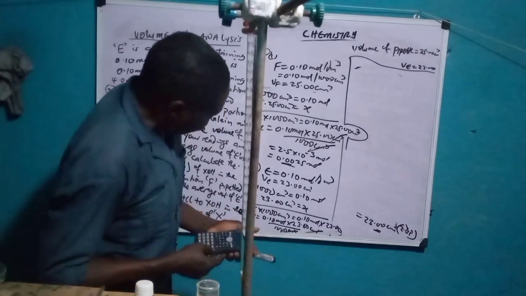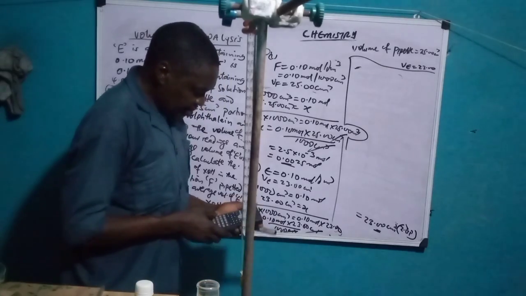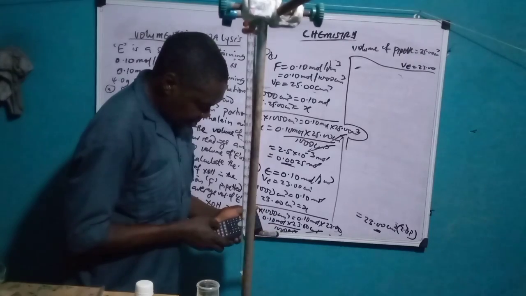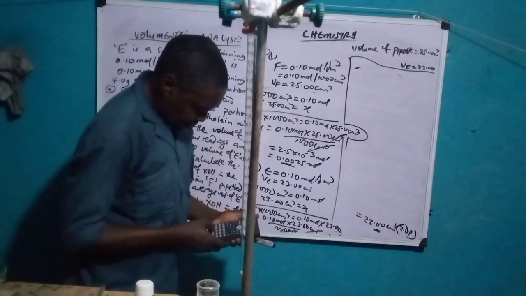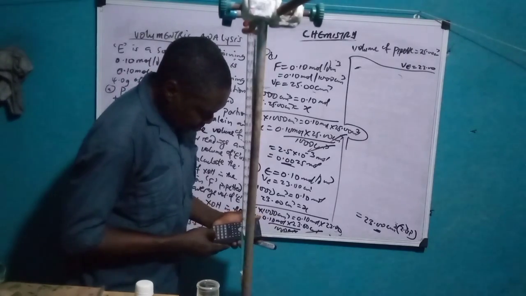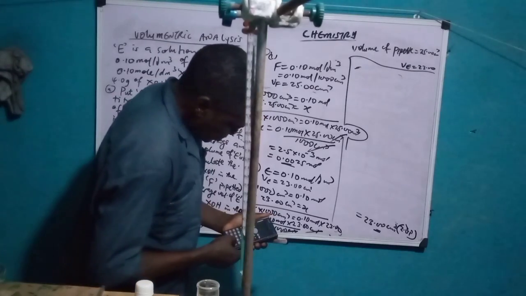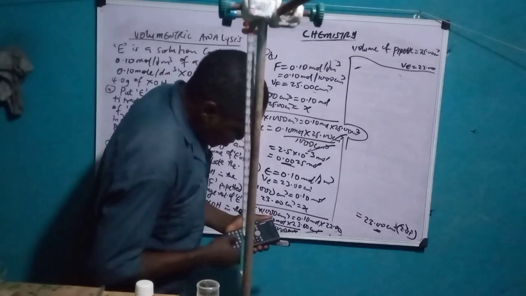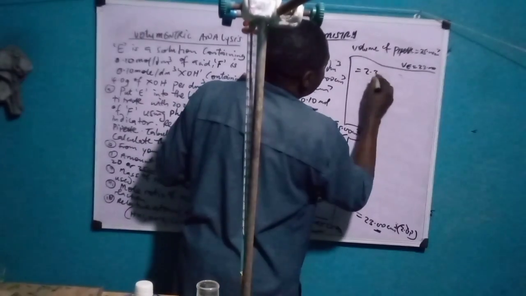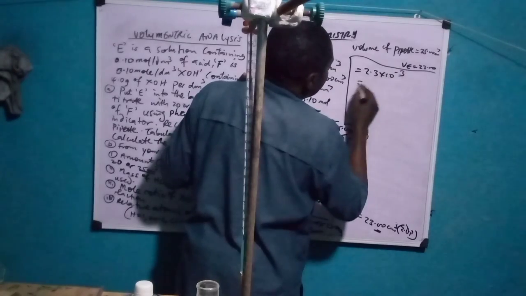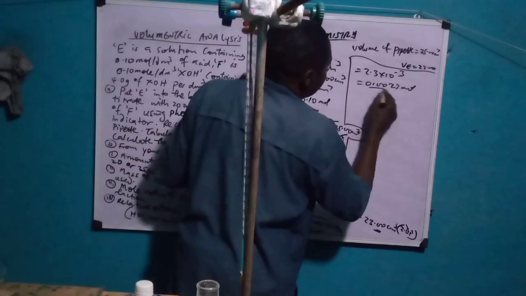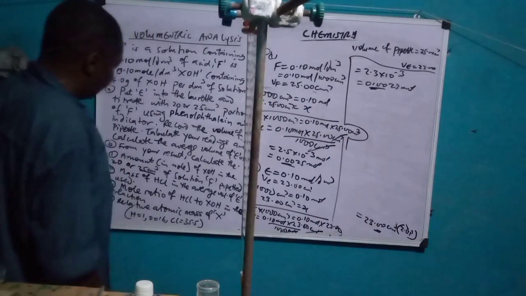Let's do it again. 0.10 times 23 gives you... divide by 1000, 2.3 times 10 to the power minus 3, which is 0.0023 mole. You can see it. Good. But that's not the question they say we should calculate.